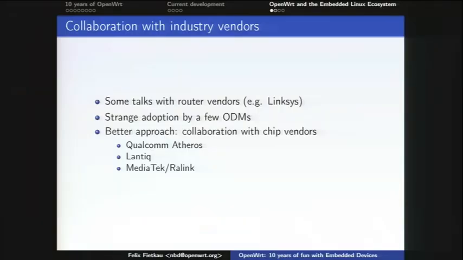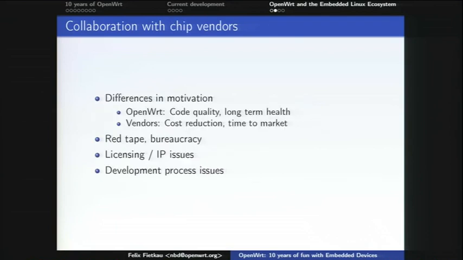So we actually had or have some working relationships with a few of them, which have other kinds of difficulties depending on which vendor we're talking about. So we had some work done in collaboration with Qualcomm Atheros. Lantiq also decided that they want to abandon their own SDK and use OpenWRT instead. And we're also now starting to get a bit more contact at MediaTek and Wilink. So I want to talk a bit about what the issues are in collaboration with those chip vendors.